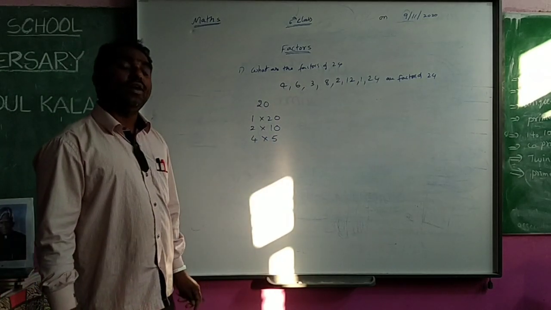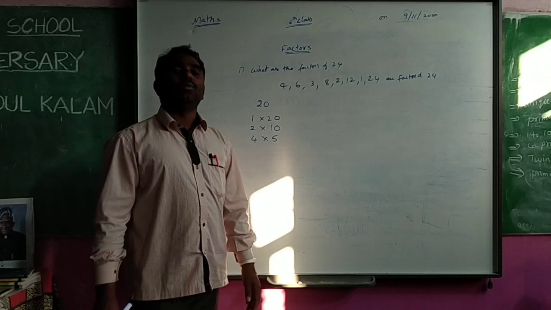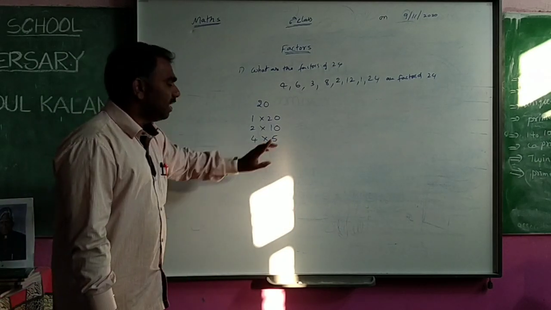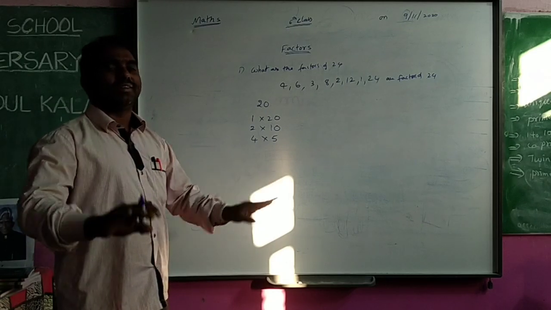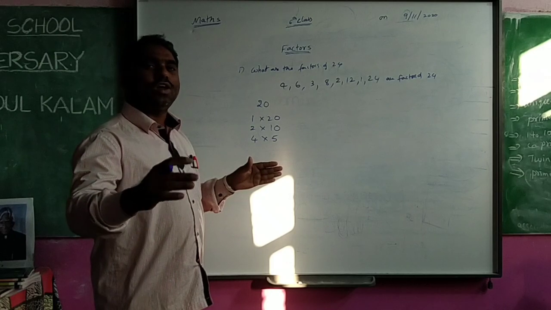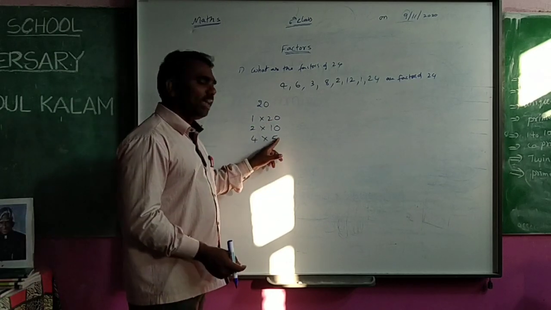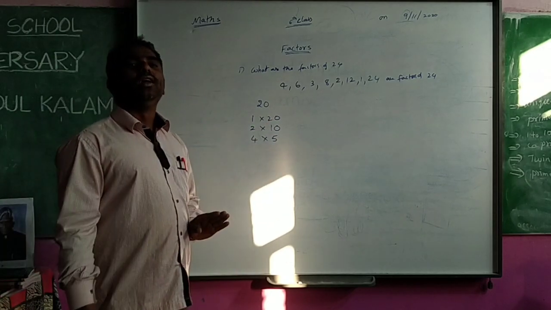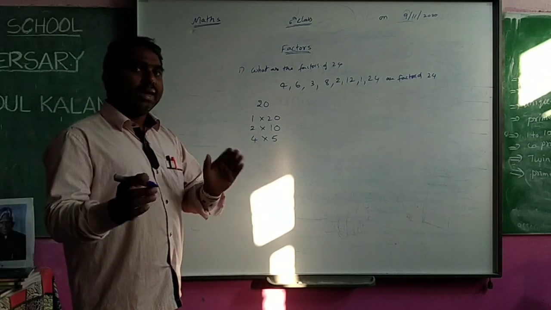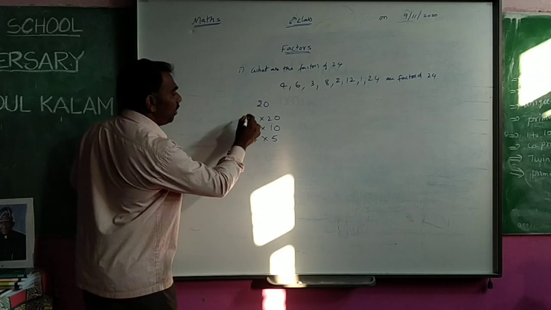Very good. After 4, what table? Yes, the 5 table. But the 5 table already came here, so stop there. No need to continue through all the tables. The table which you are going to check, if it is already there, you stop there. You need to check the 5 table, but it is already there. So stop and write all the numbers here. What are the numbers here?